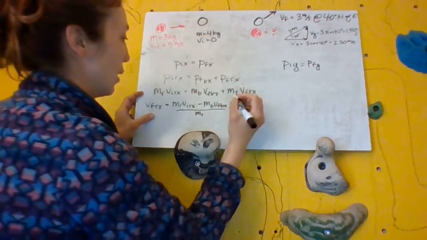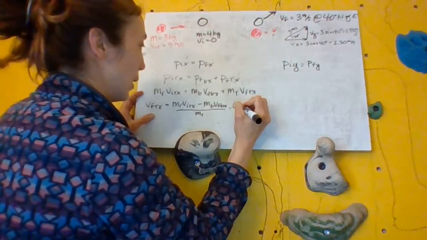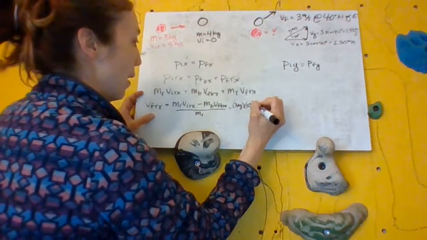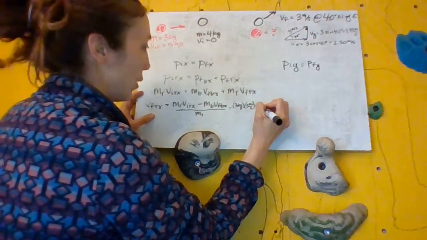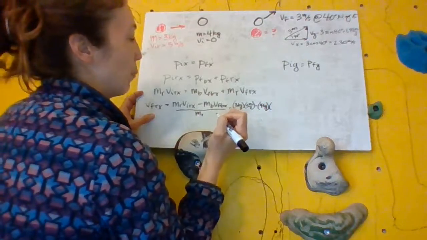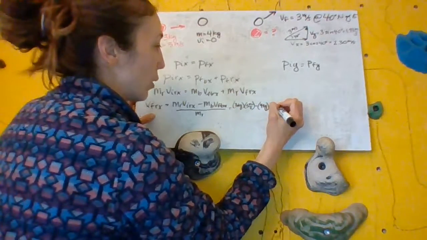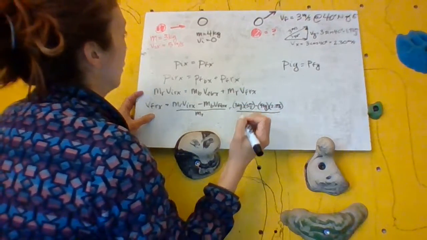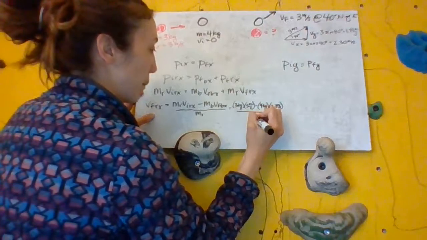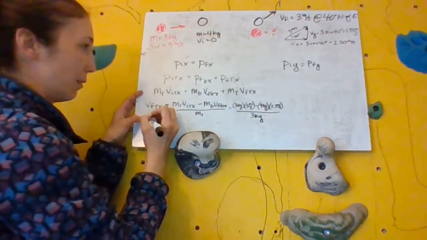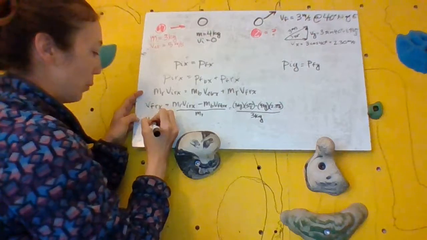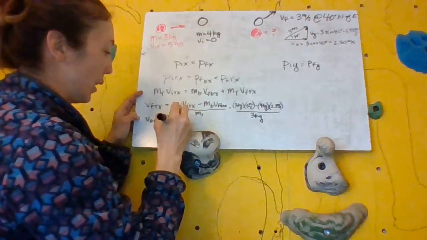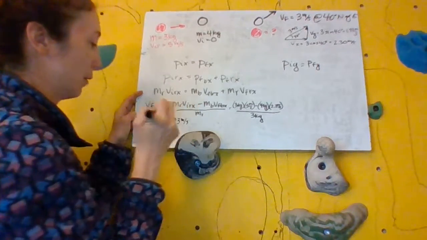And I can plug in numbers there. Mass of red is 3 kilograms. Initial velocity of red in the x is 5 meters per second, minus mass of black, which is 4 kilograms, times the velocity of black in the x direction final, which is 2.3 meters per second, divided by the mass of the red ball, which is 3 kilograms. And I get that the final velocity of the red ball in the x direction is 1.93 meters per second.